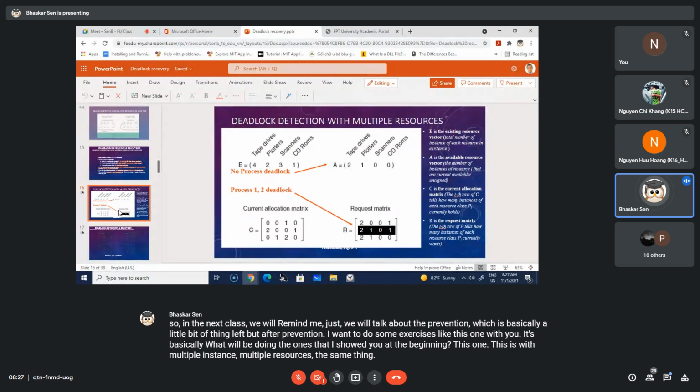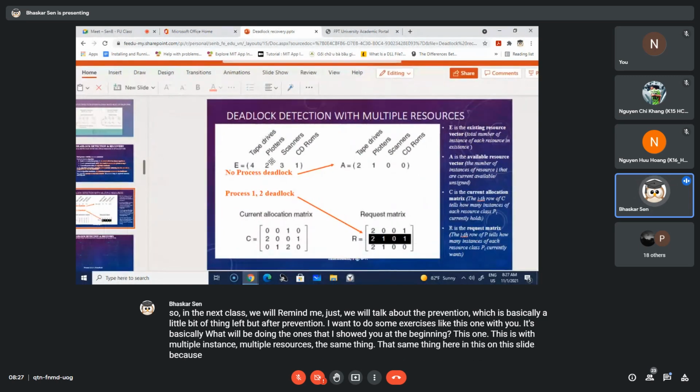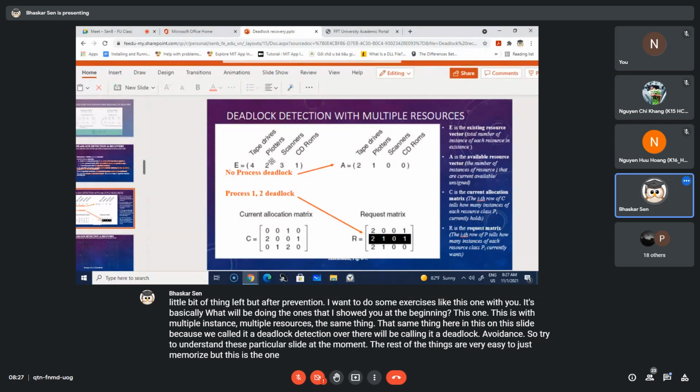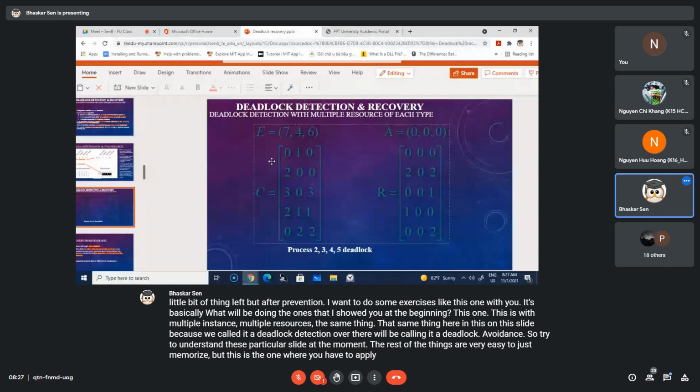That same thing here on this slide, because we called it deadlock detection. Over there, we'll be calling it deadlock avoidance. So try to understand this particular slide at the moment. The rest of the things are really easy to just memorize, but this is the one where you have to apply a little bit of brain. It involves a little bit of brain work.